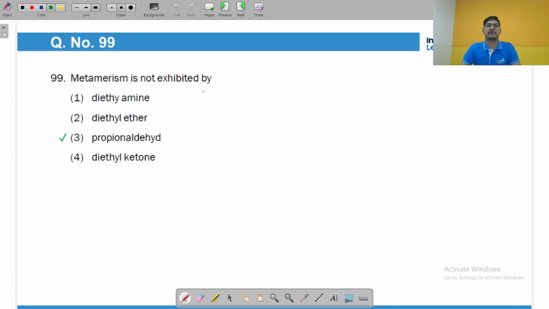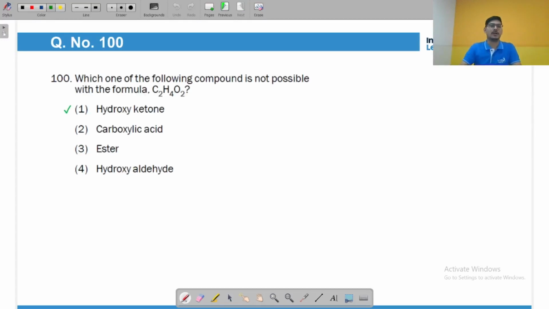Metamerism is exhibited by bivalent functional groups, but aldehyde is monovalent, right? It only binds on one side, so this cannot show metamerism. Which of the following compounds is not possible? You can guess the correct answer just by looking at the formula. For a ketone, you need at least 3 carbon atoms. Otherwise, you can check; this would be the correct answer.